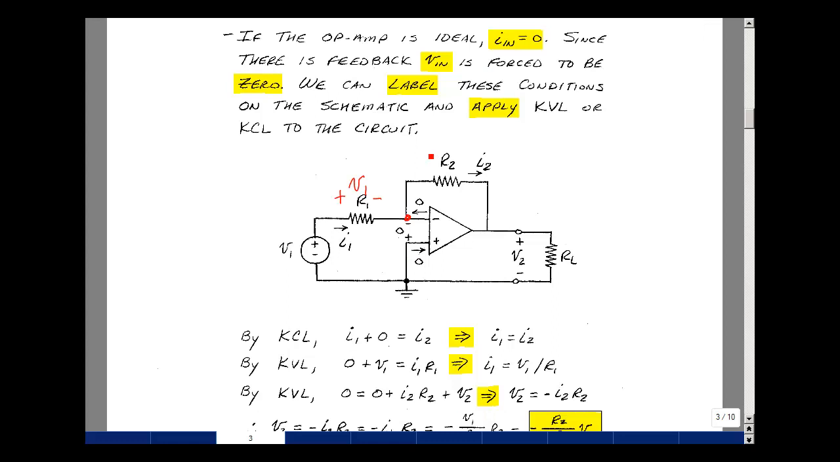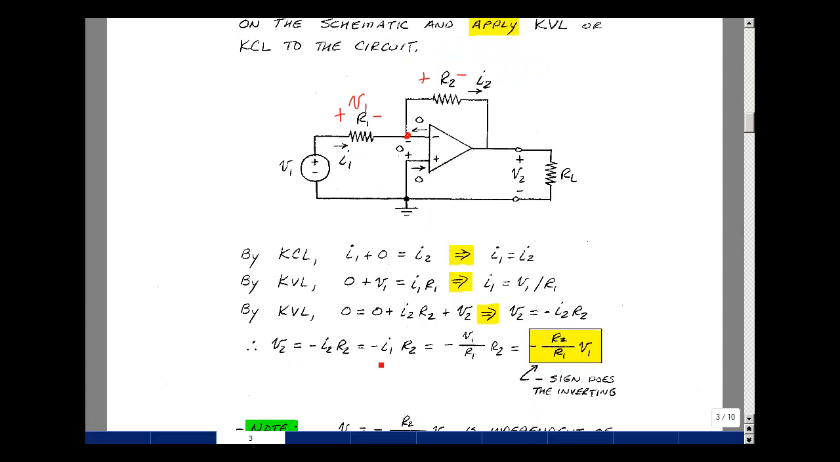Now, with current in this direction, we'd have a drop across R2 this way. And let's go around the loop and write down all of the rises in voltage and set them equal to the drops. So here's a drop of 0. Here's a drop of I2 R2, and here's a drop of V2. But there's no rise in voltage, so that would be equal to 0. So we could solve for V2. It would be equal to minus I2 R2.